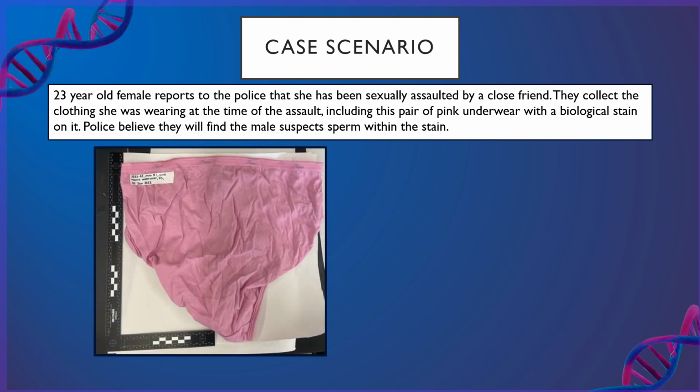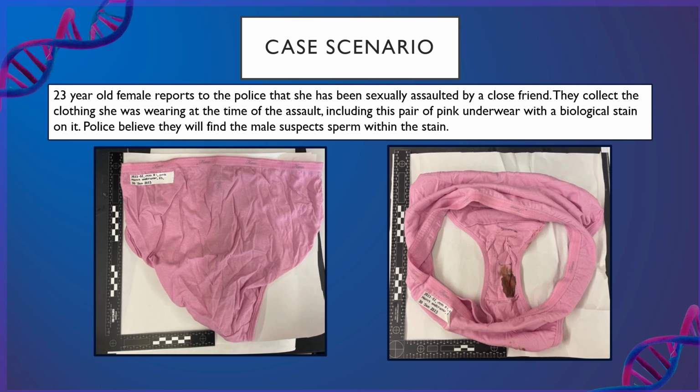The lab performed serological screening or presumptive testing and determined a semen stain is present. However, because this stain was found in her underwear, it is expected that there is a mix of her DNA and a potential perpetrator's DNA. How can we take advantage of biology to use this sample?